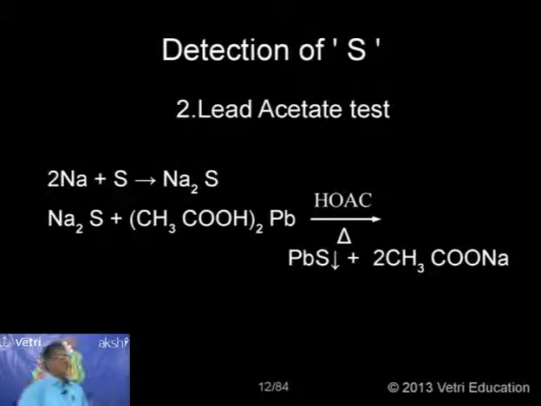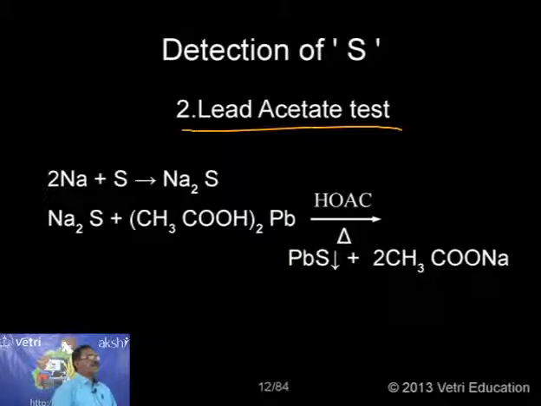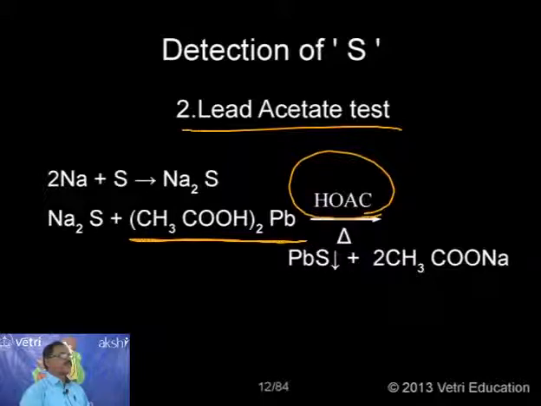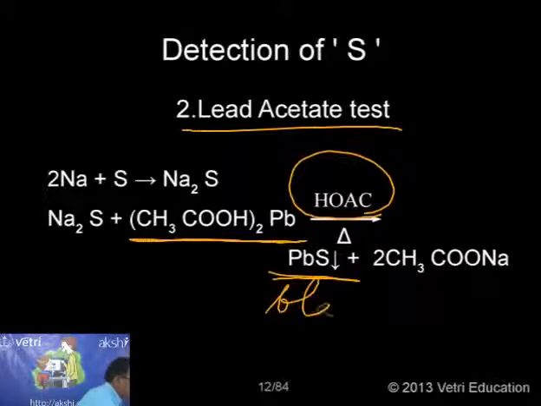Now, to the second portion of sodium fusion extract, I will conduct another test called the lead acetate test, again for sulfur. What is that test? Again, you take 1 ml of sodium fusion extract and add an equal quantity of lead acetate, then add a few drops of acetic acid, and heat strongly. When we are heating, what will happen? You will get lead sulfide, a black precipitate.